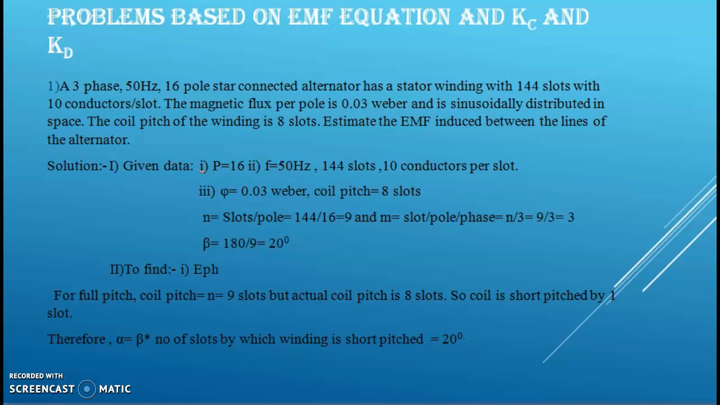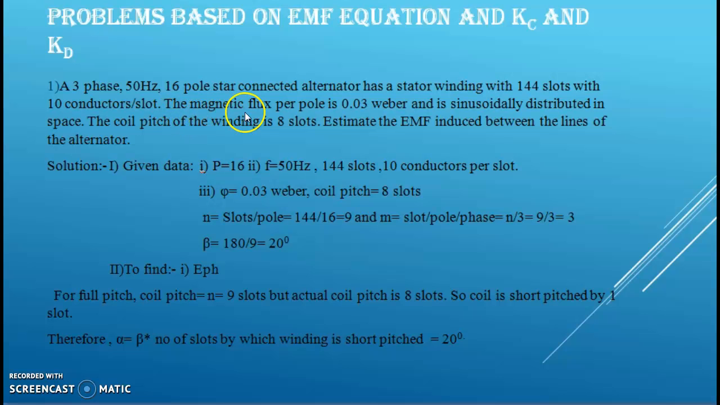Now very firstly we have to write down the given data. Now again we'll go line by line. A 3-phase 50 Hz 16 pole. So we have the number of poles P. This first given data, P is equal to 16. A 16 pole star connected alternator, so our alternator is star connected. It has a stator winding with 144 slots, and 10 conductors per slot. The frequency is 50 Hz. So this is the given data.